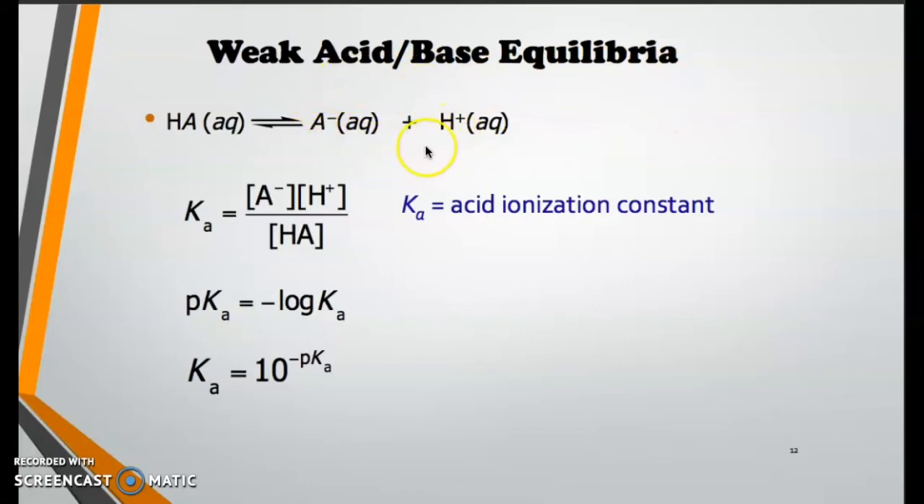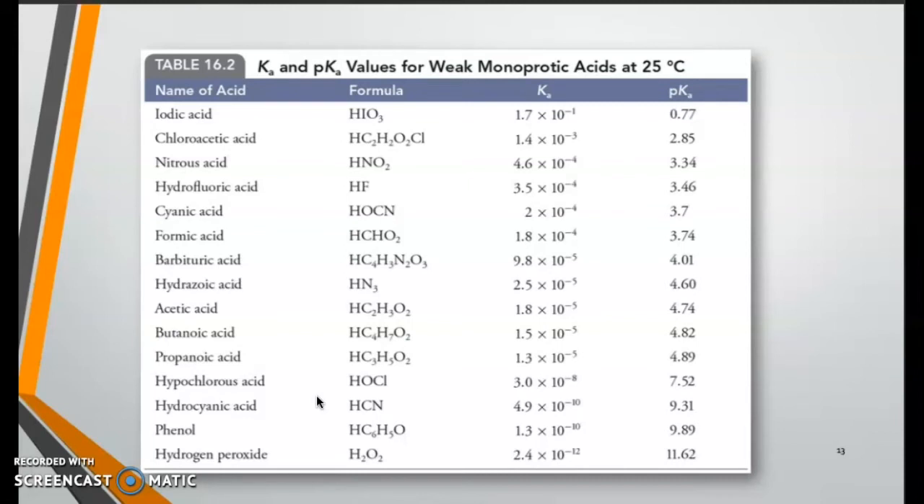Weak acid equilibria. So this is the chemical equation for the weak acid. And we look at the Ka. Ka is equal to the concentration of the products divided by the concentration of the reactant. Ka is the acid ionization constant. pKa is equal to the negative log Ka, and Ka is equal to the antilog of negative pKa. This is the table for Ka and pKa values for weak monoprotic acids at 25 degrees Celsius.